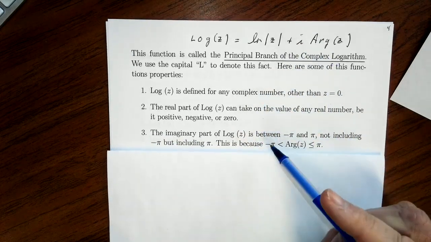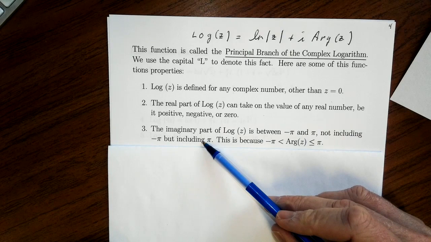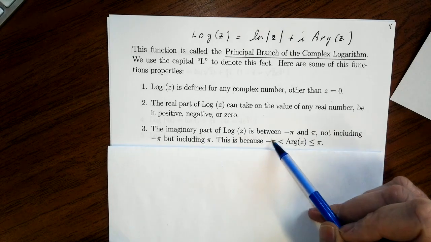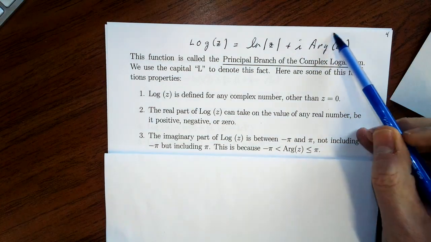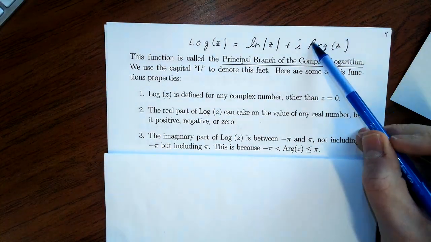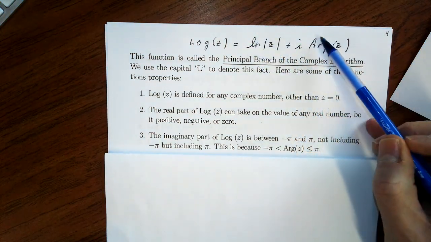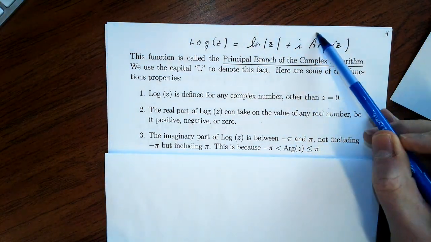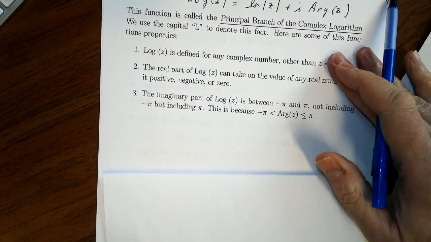The imaginary part is between minus pi and pi, not including minus pi, but including pi. And that's because this quantity right here has to be between minus pi and pi because it's a principal argument. So this part can be positive or negative, but the imaginary part, which is right here, has to be greater than negative pi and less than or equal to pi.